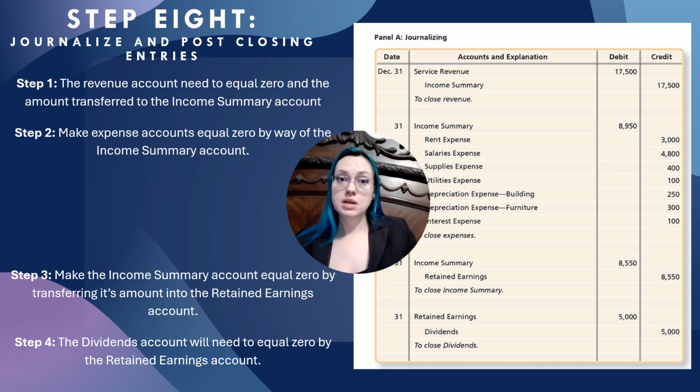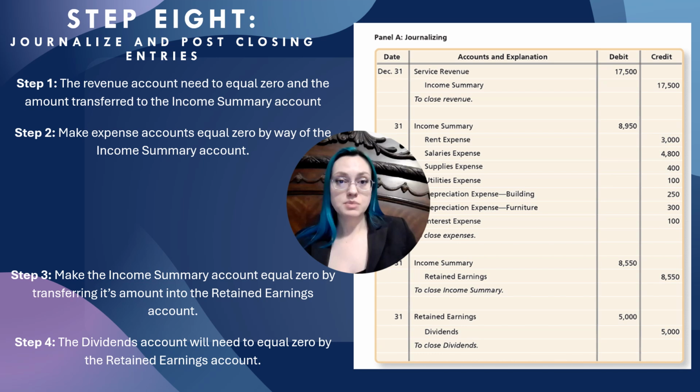Step 2, the next compound entry will transfer the expense accounts by debiting the income summary account for the total of all expense accounts. Expense accounts will be zeroed out with credits. This will transfer total expenses to the debit side of the income summary account, which will subtract from the credit side of the income summary. Step 3, to close the income summary account and to have it equal 0 by crediting the retained earnings account and debiting the income summary account. This closing entry transfers net income or net loss to the retained earnings account.